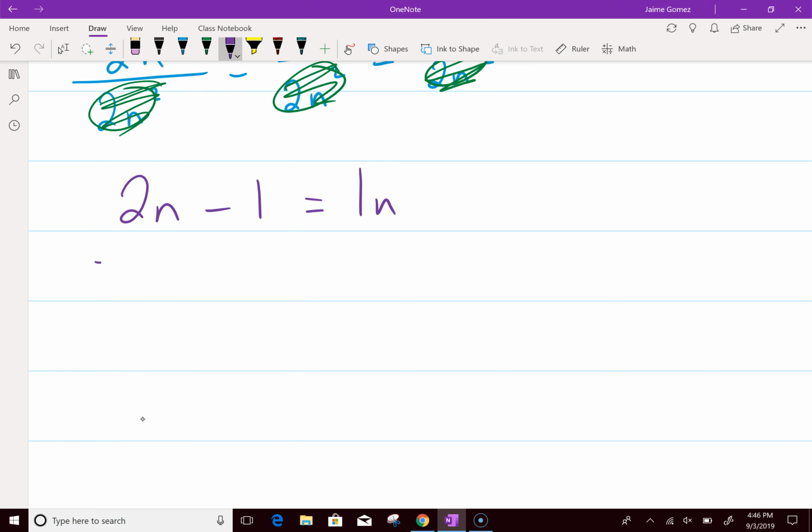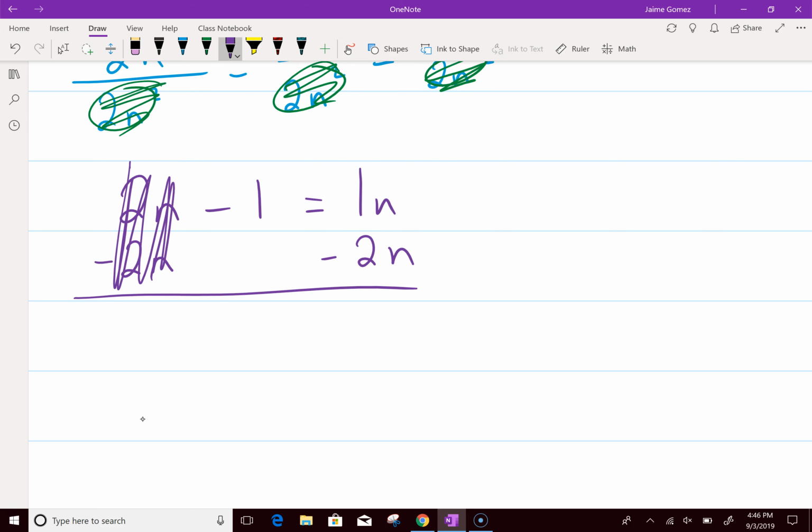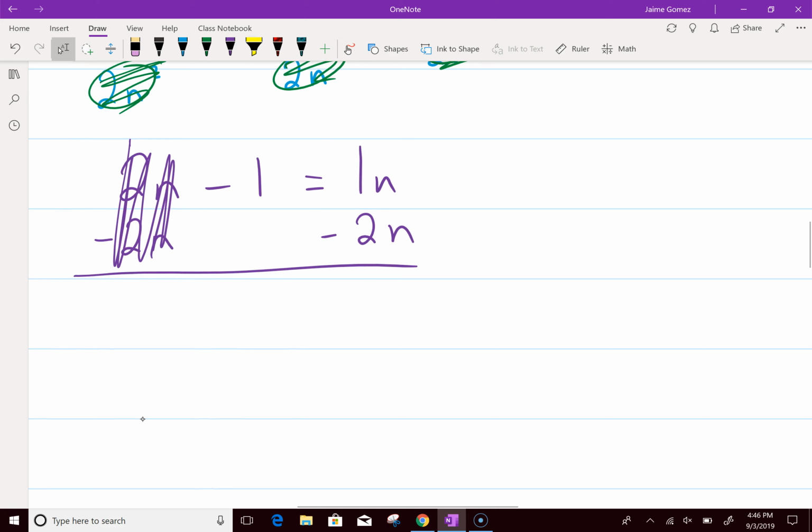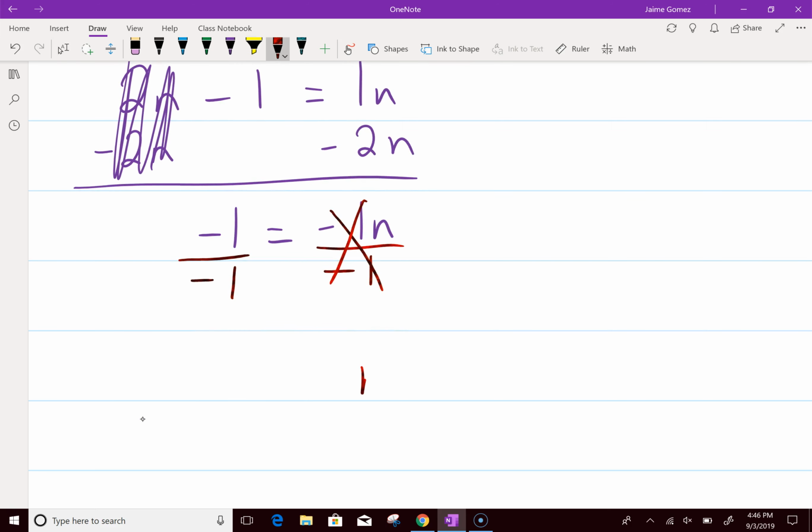I'm going to get all the n's on one side, right? So I'm going to subtract the 2n, subtract the 2n. Now I have numbers on the left, letters on the right, as long as they're on different sides. This is negative 1 is equal to 1n minus 2n, that's negative 1n. Divide by the negative 1, that cancels. And we have that n is equal to, a negative over negative is positive, a positive 1.